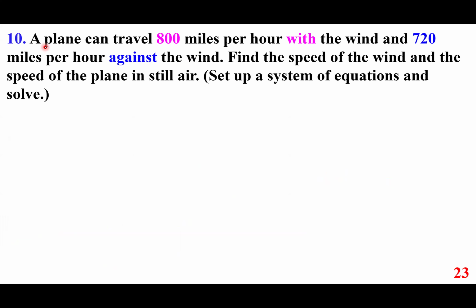A plane can travel 800 miles per hour with the wind and 720 miles per hour against. Find the speed of the wind and the speed of the plane in still air. Set up a system of equations. First and foremost, I can represent them with x, y, z, and so forth, but I'm going to go with the initial. Therefore, I'm going to say the plane has a speed P miles per hour. The wind has the speed W miles per hour. For me, it makes it easier to remember that way.